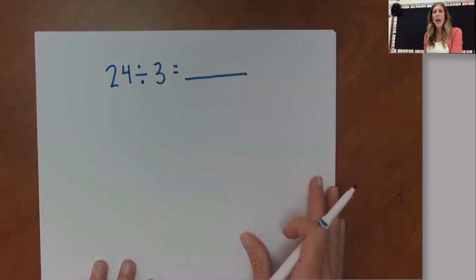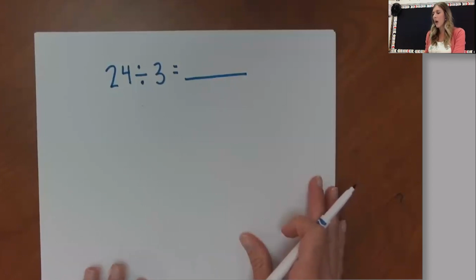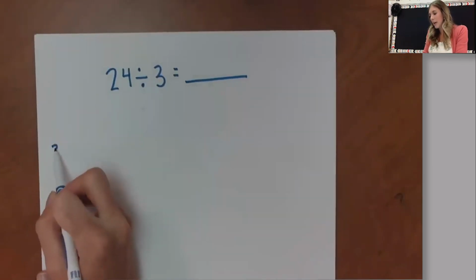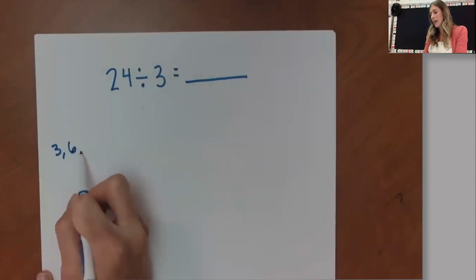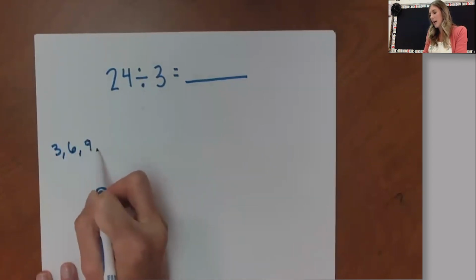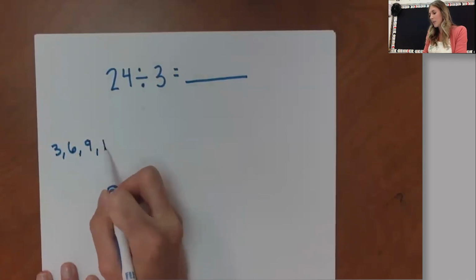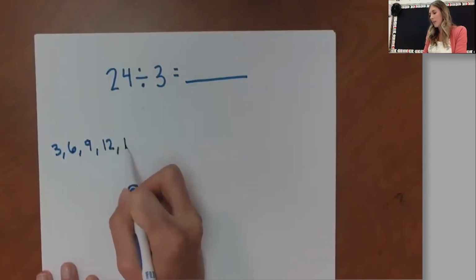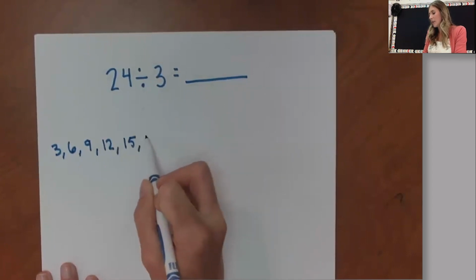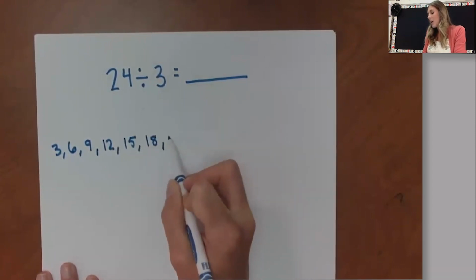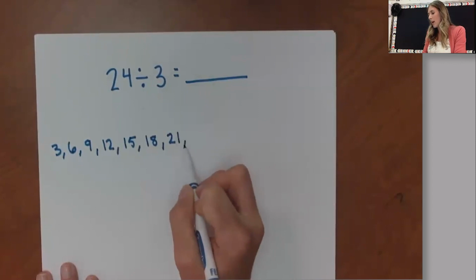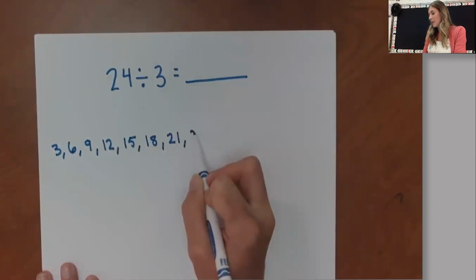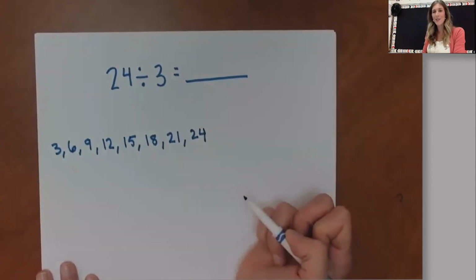So we're thinking about how many times 3 will go into 24. One way is to think about multiplication. Let's list some multiples of 3. We know 3 times 1 is 3, 3 times 2 is 6, 3 times 3 is 9, 3 times 4 is 12, 3 times 5 is 15, 3 times 6 is 18, 3 times 7 is 21, 3 times 8 is 24, and we can stop there.